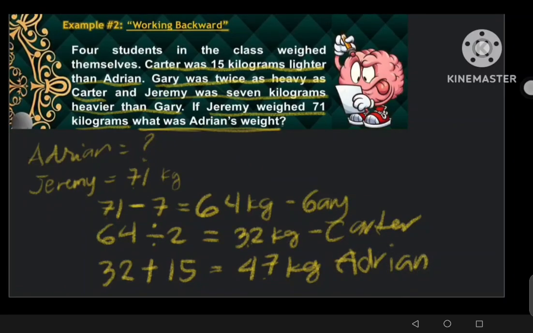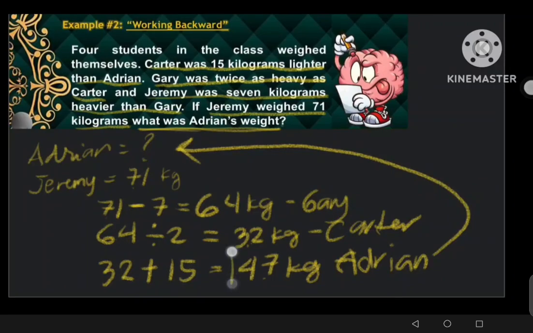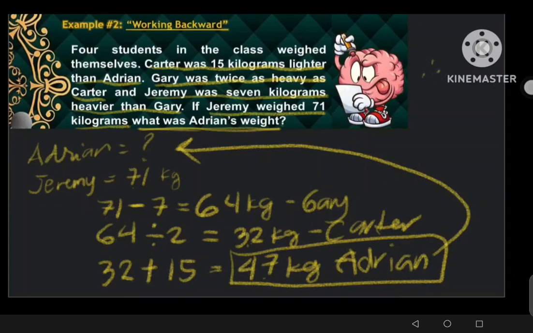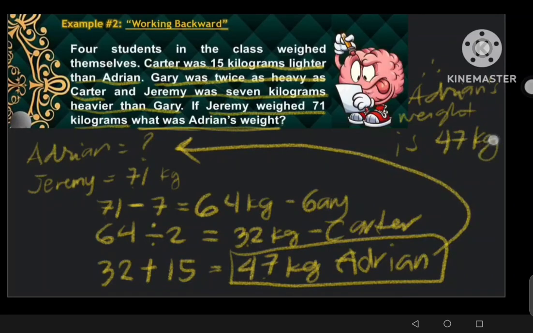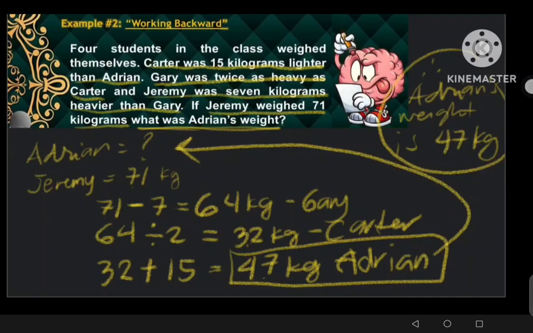So again, the question, what is Adrian's weight? So we have 47 kilograms. And we're going to conclude that one. Therefore, Adrian's weight is 47 kilograms. So that concludes our working backward strategy.